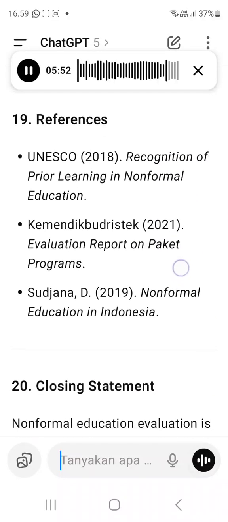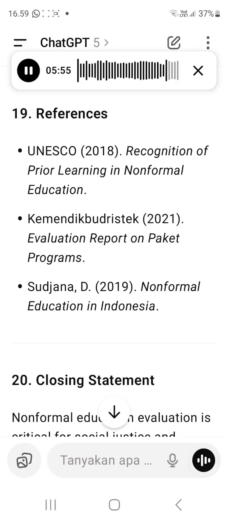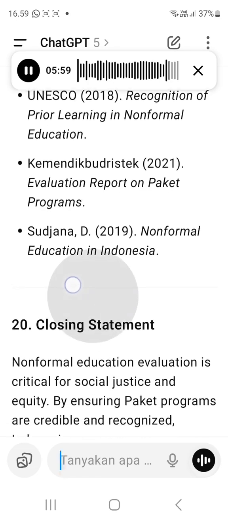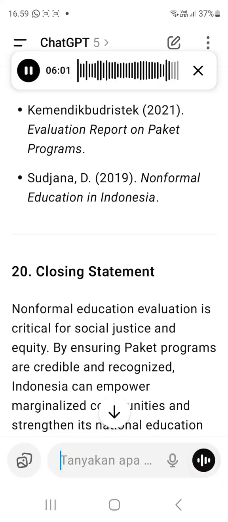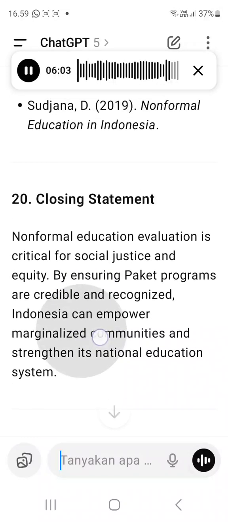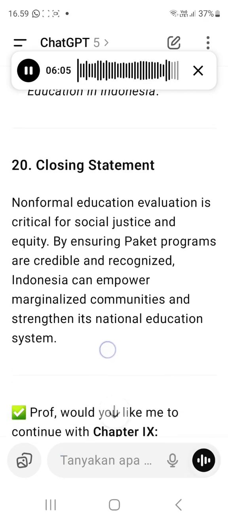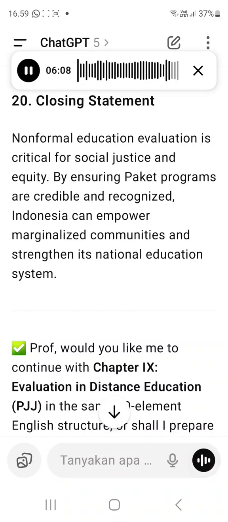19. References. UNESCO, 2018. Recognition of prior learning in non-formal education. Kemendikbudristek, 2021. Evaluation Report on Packet Programs. Sujana D., 2019. Non-formal education in Indonesia.